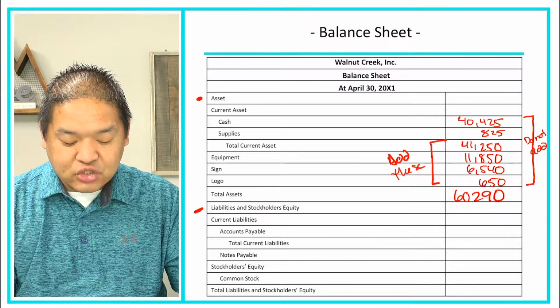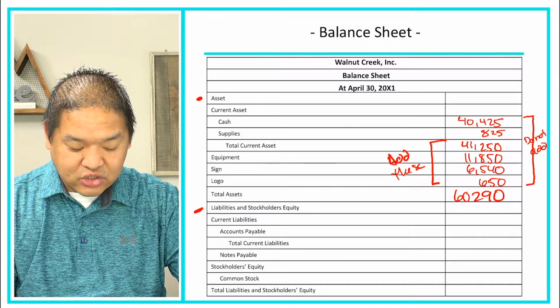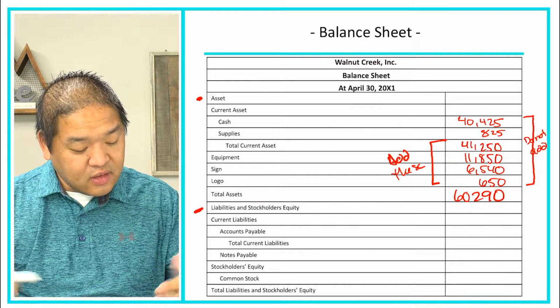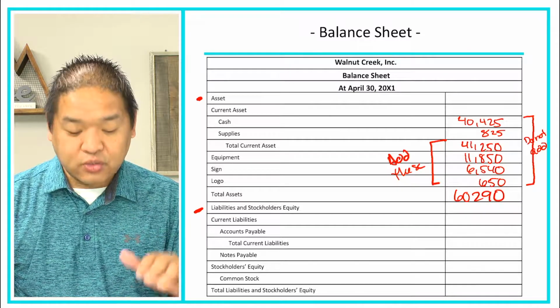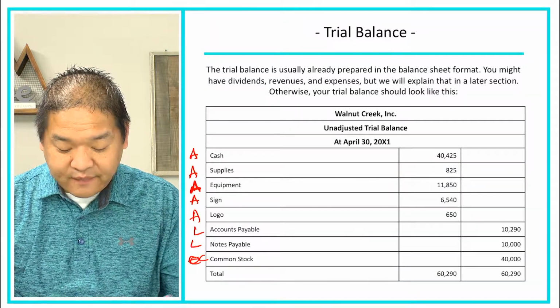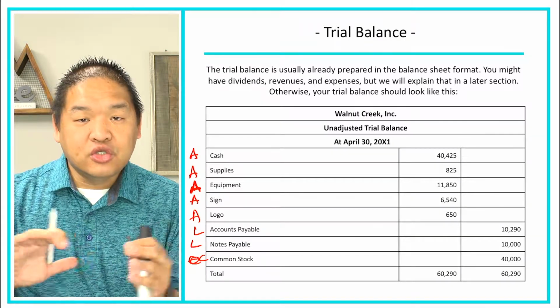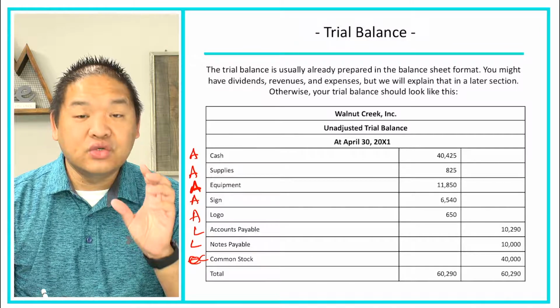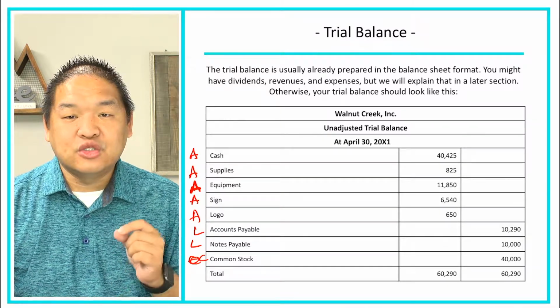$60,290. So that is the total assets for this balance sheet. All right, moving on, we got to go to the current liabilities. So again, all we're doing here is going from the trial balance and copying these numbers and the account names to the balance sheet. So if you notice here, our accounts payable is $10,290.